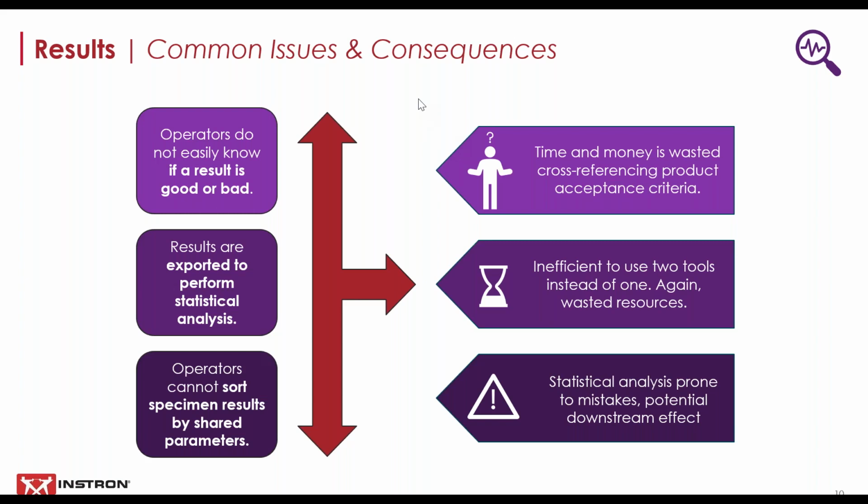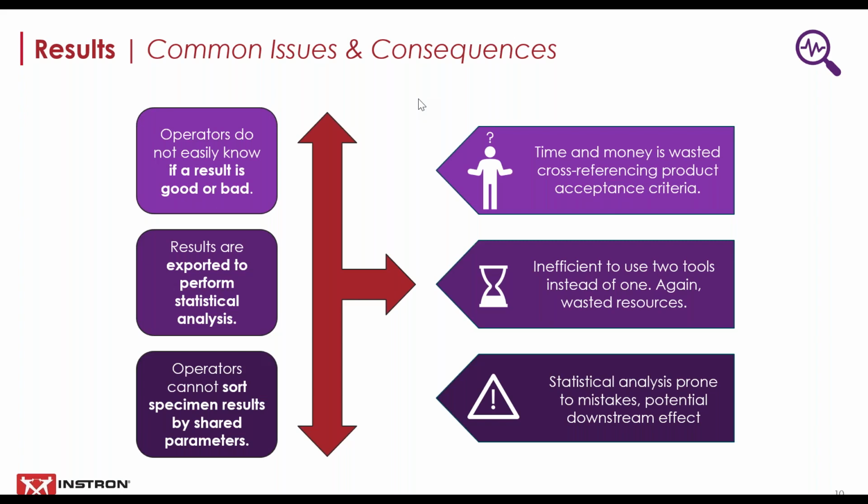So again, here are some issues and their potential consequences. First, when a specimen is tested and Bluehill displays a result, it isn't immediately clear whether that result is good or bad, so whether it's within spec or out of spec.